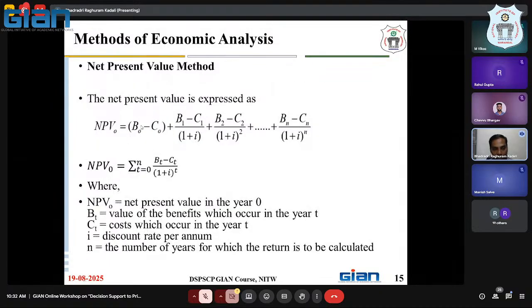Generally, the net present value is estimated with the following formula. NPV is equal to B naught minus C naught, that is the benefits and the costs in the origin year. If you look at that origin year, not the first year, origin year means maybe the base case, it is very difficult to expect any kind of benefits from the project.